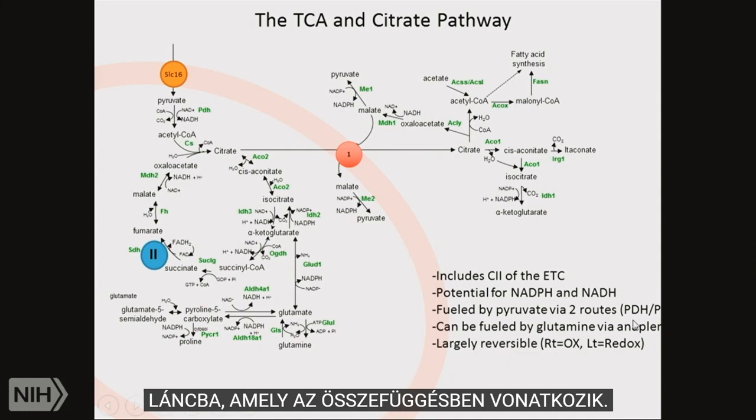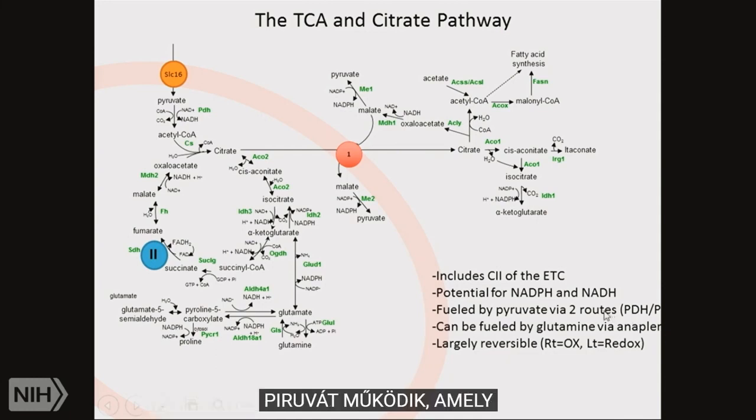It's fueled by pyruvate, which can enter by two different routes. The first route is, as I showed you, pyruvate down for the generation of citrate. And there's a second route that I haven't drawn in here where pyruvate would come down and immediately turn into oxaloacetate. And I'll show you some of the significance of that in a little bit.